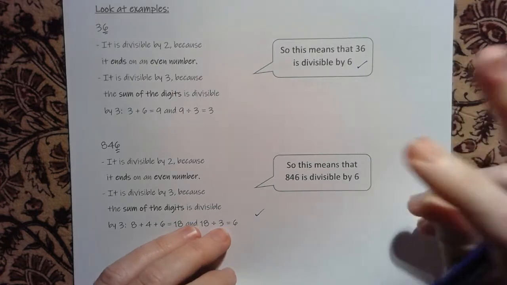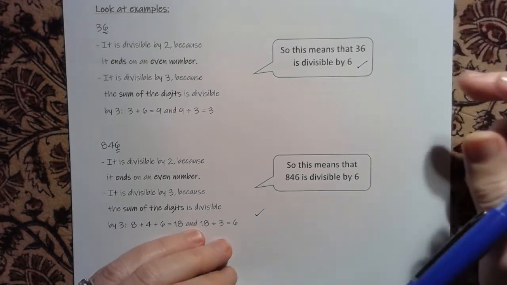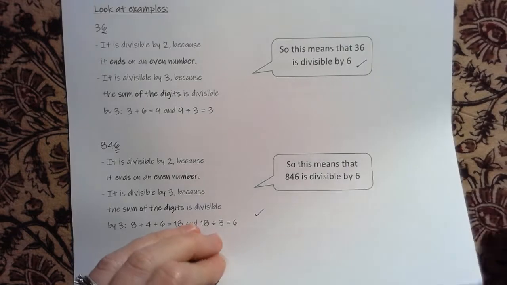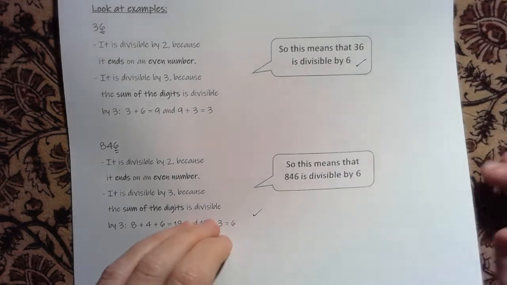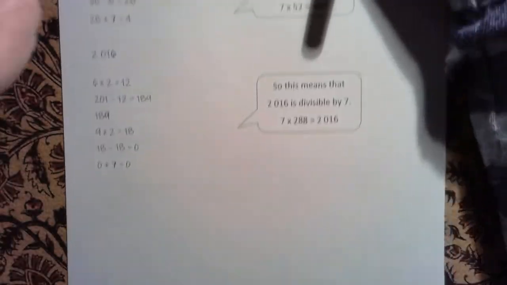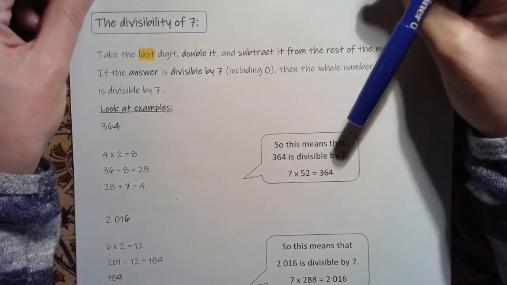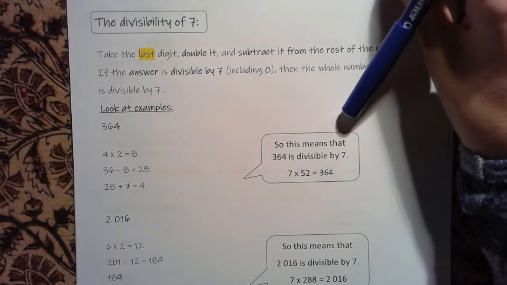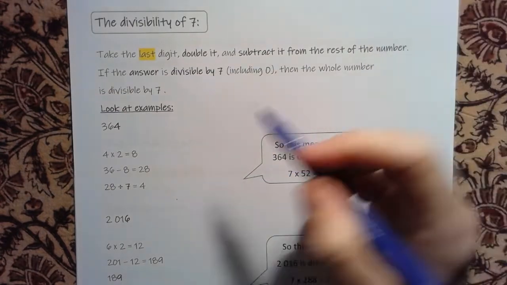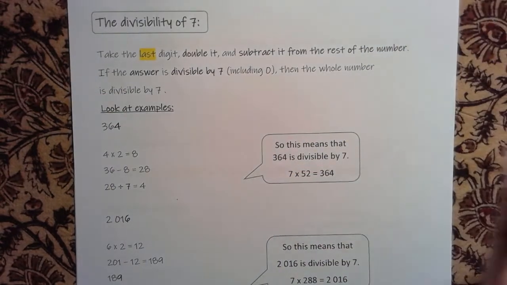So you have to check two things. Can it divide by 2 and can it divide by 3? Then you know it divides by 6. Right, let's look at the divisibility rule of 7. This one is a tougher one, so I want you to listen very carefully. There are lots of steps here that you need to follow.